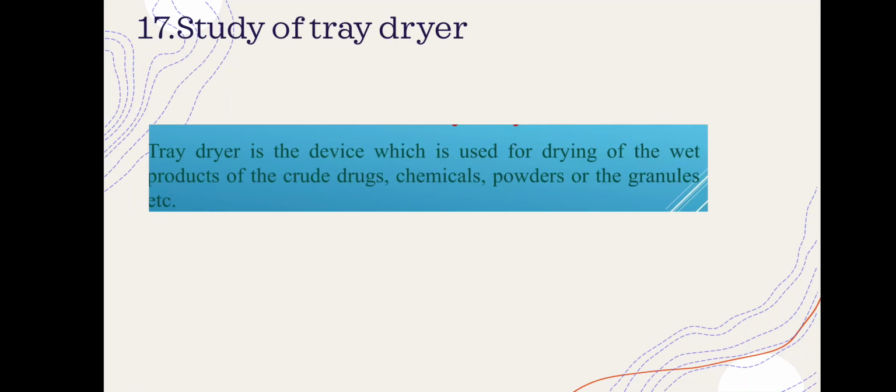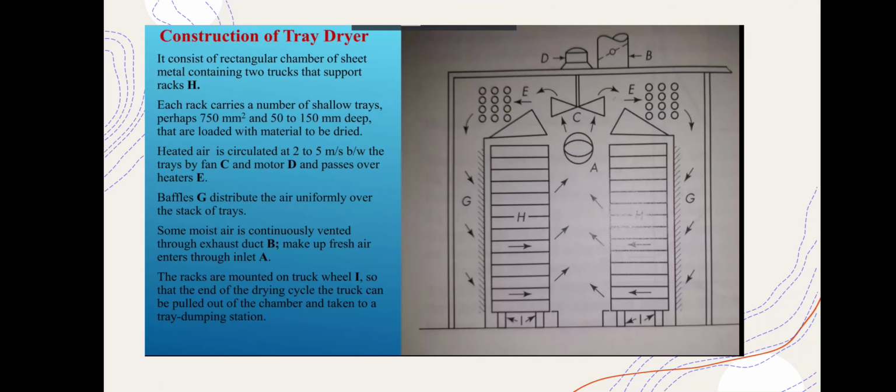Study of tray dryers: a tray dryer is a device used for the drying of wet products such as crude drugs, chemicals, powders, or granules. This is the construction of the tray dryer. Okay, construction of the tray dryer.